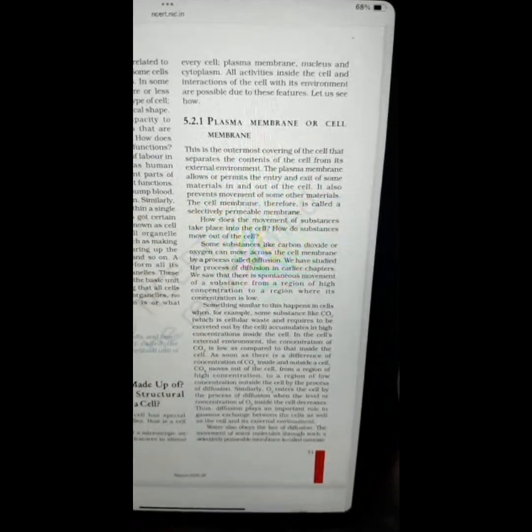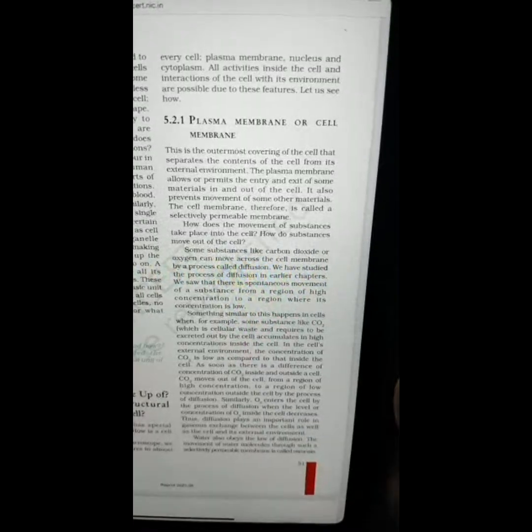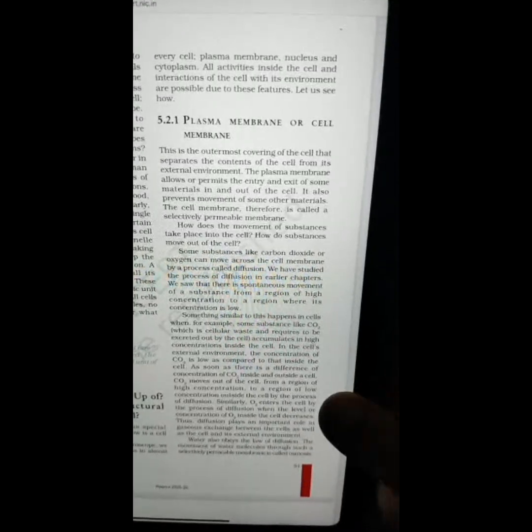Every cell has a plasma membrane, nucleus, and cytoplasm. All activities inside the cell and interactions of the cell with its environment are possible due to these features. Let us see how.